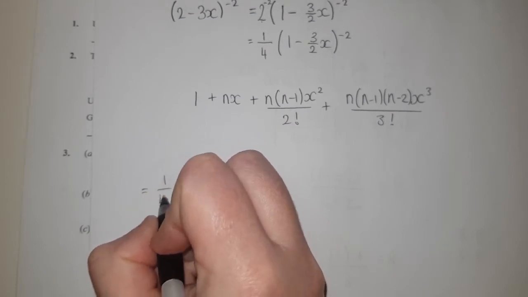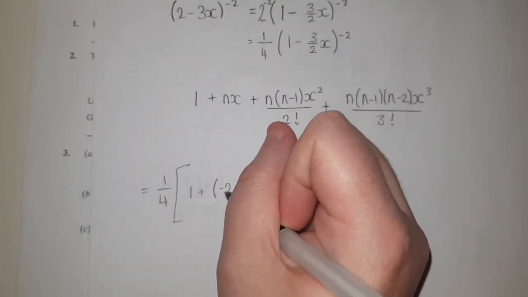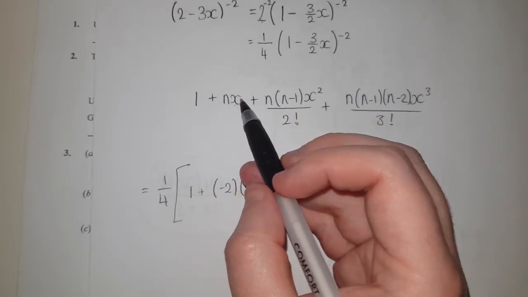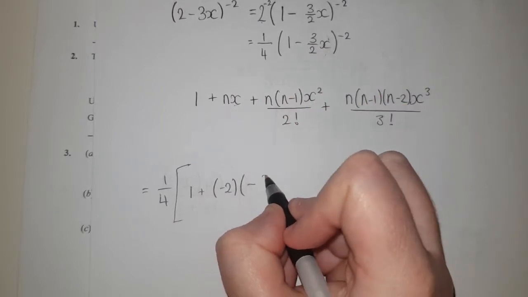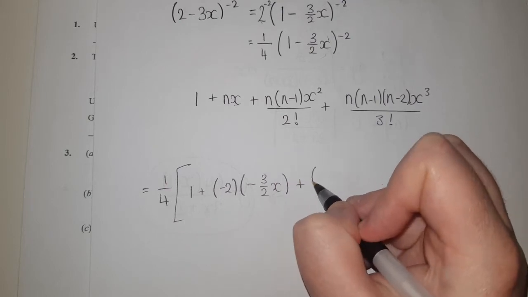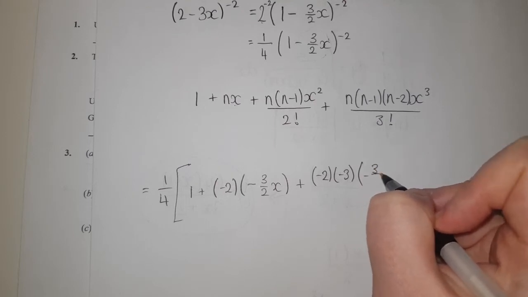So we're going to leave the factor of a quarter outside. I've got 1 plus minus 2 times my x term, and this is where people keep going wrong, the x term is everything that you've got there. So your x term is actually minus 3 over 2x. Okay, and then you've got minus 2, minus 3. Again, your x term is all of that.